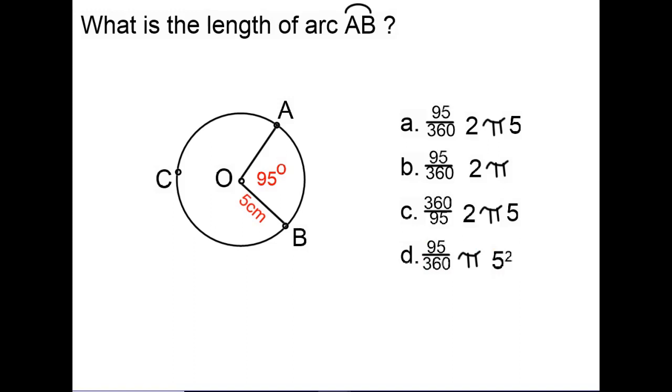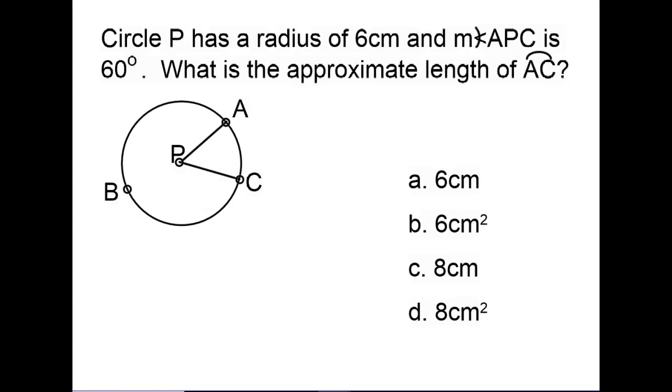This one is going to be done the same way, only now we're working with the circumference, so it's going to be C equals 2 pi r, and 2 pi r for this circle is going to be 2 pi 5. Again, it's 95 out of 360, so it's going to be A. Try this one on your own. And there's our answer.